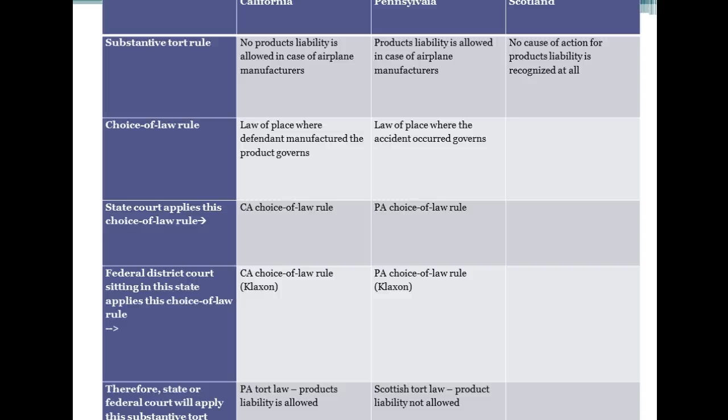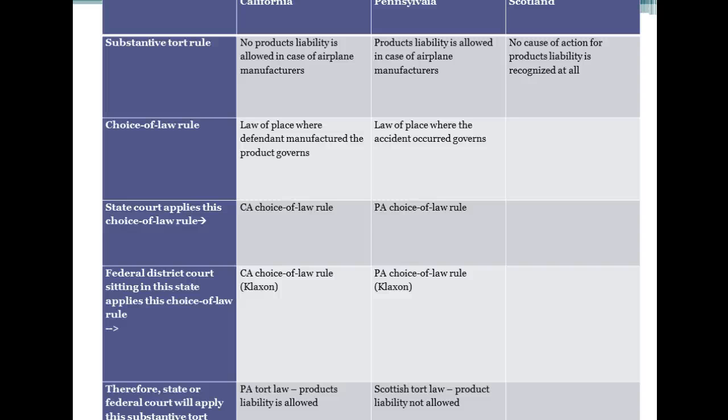Now, here's the part that's sort of skipping ahead to the Erie Doctrine. A federal district court sitting in a state is going to apply the state's choice of law rule normally. So if the plaintiff, in other words, filed this case in federal district court in California, then the California federal court would apply the California choice of law rule. And that's the Klaxon case, which we'll get to next semester. Conversely, a federal district court in Pennsylvania would apply Pennsylvania's choice of law rule.